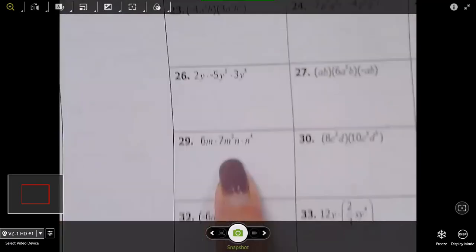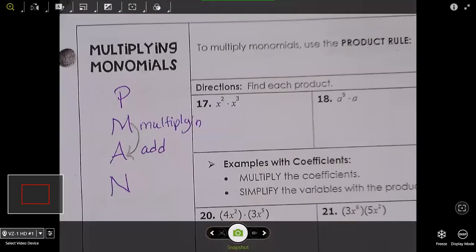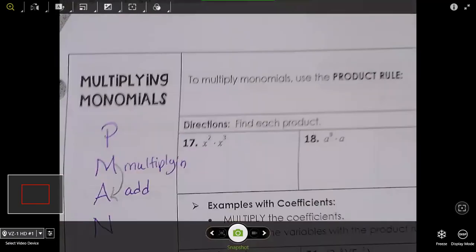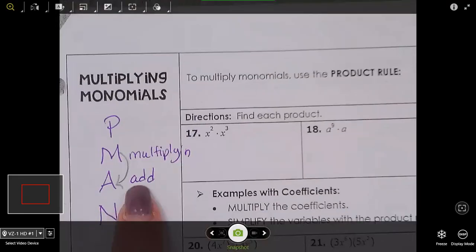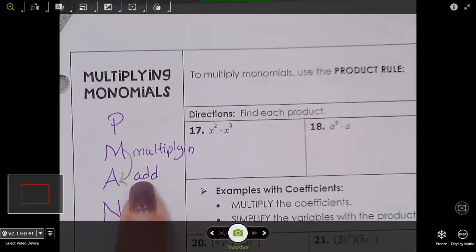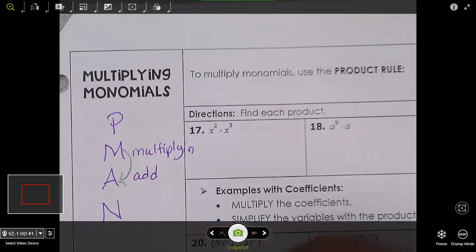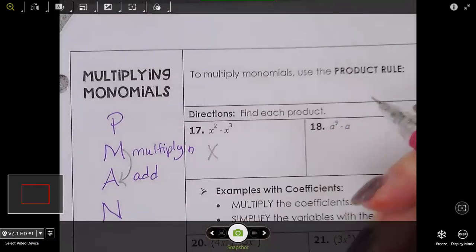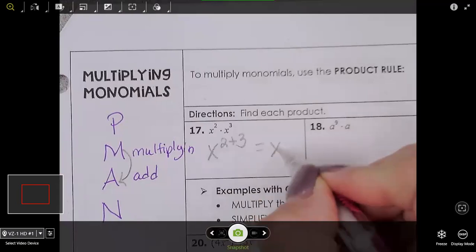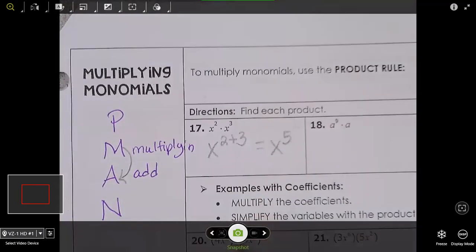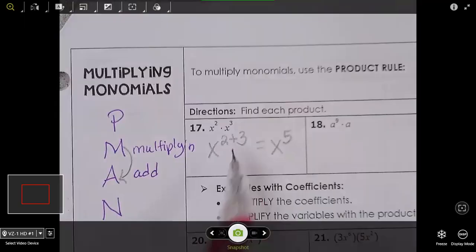Still, that's a little bit confusing. So I'm just going to remember P-man. These x's are multiplying, so I'm going to add the exponents. Now right here, I'm going to show you what we're doing. x to the 2 plus 3 is x to the 5th. Now, do you have to write this? No, I'm just writing it so that later on when you go back and look in your notes, you'll say, oh, that's how Miss Rush got the answer.